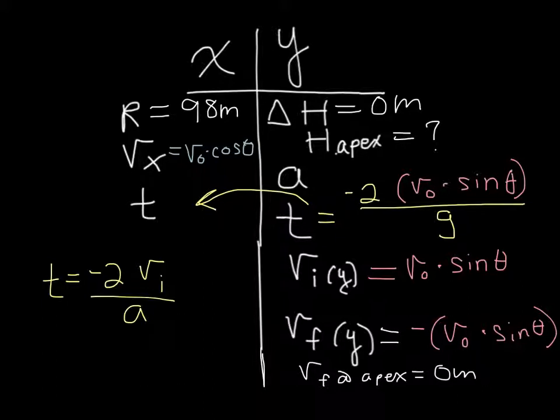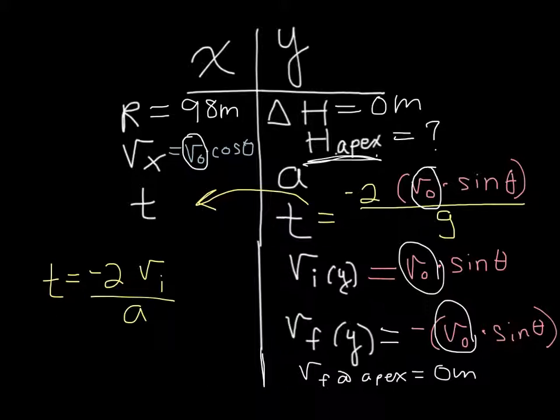So the reason that I did all of this is that now the only variable that I have in any of these problems is V naught. Everything else can be solved for a number, with the exception of this. But I'm not going to deal with that because I don't need to in order to solve this problem.